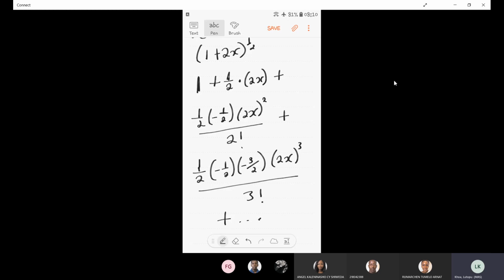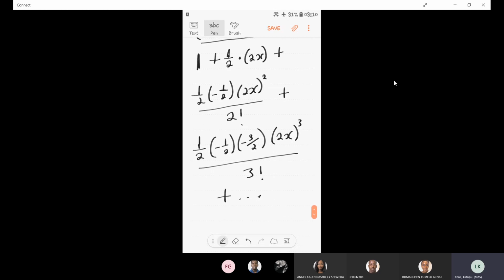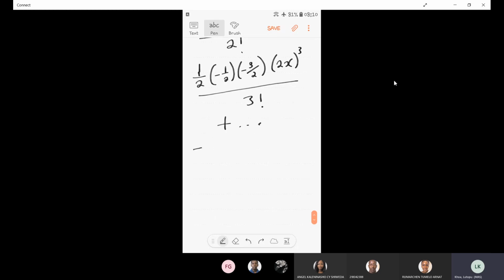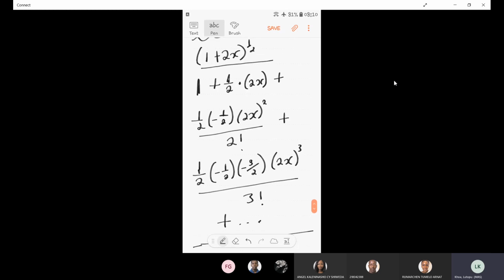Okay, then I simplify as far as possible. My first term is just equal to 1. Then the second one, you can see I have half times 2, that is just 1.